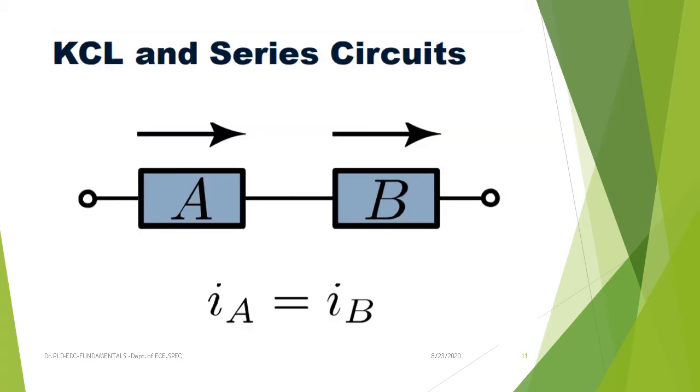Coming to this, here we specify that these two components are connected in series. Always the same current flows in series components, and the same voltage appears across parallel components. So the same current flows through the series components A and B here. The amount of current flowing through A is IA and the amount of current flowing through B is IB. But because these two components are connected in series, IA is equal to IB.